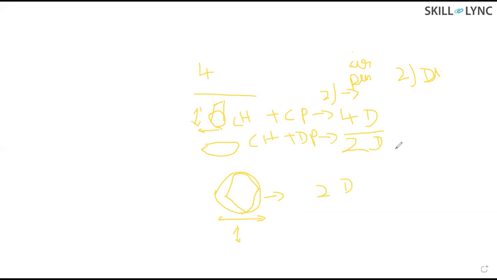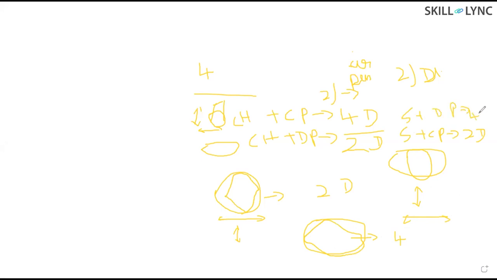Next condition: we have a slot and a circular pin. What will it do? It will arrest one transverse movement, but it can move in the other direction. So a slot with a circular pin will arrest 2 degrees of freedom. The other one: we have a slot and a diamond pin. This will arrest all 4 degrees of freedom. So a slot with a diamond pin will arrest 4 degrees of freedom.